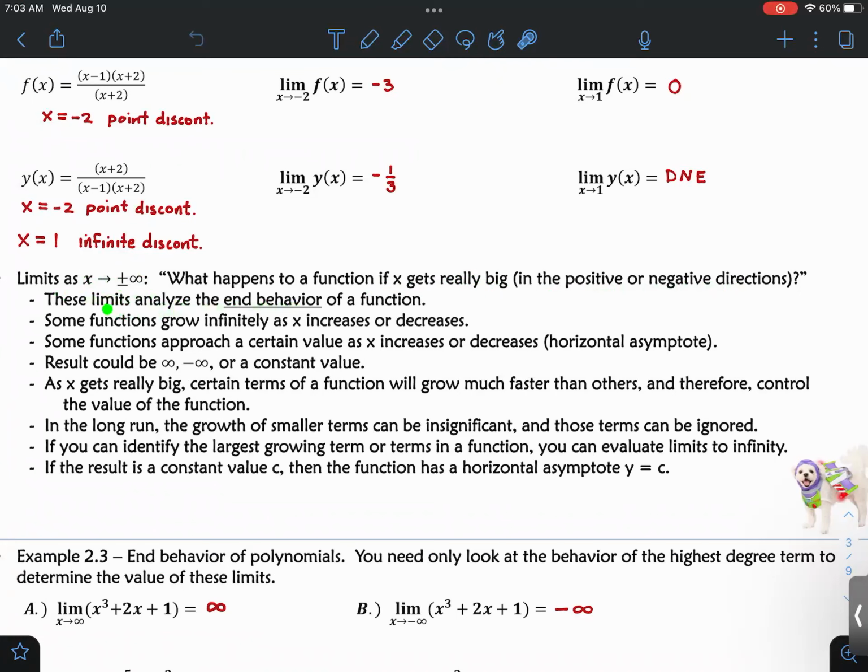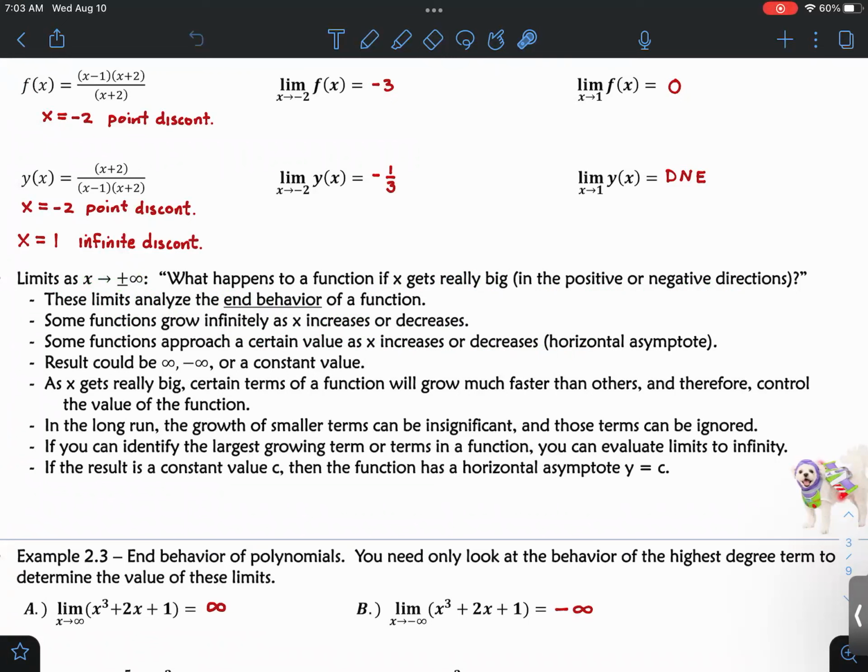Another name for this process is analyzing end behavior of a function. And as you surely know, some functions get super, super big as x gets big. Some get super, super small. Some functions might actually approach a finite value. Those are the ones that have a horizontal asymptote.